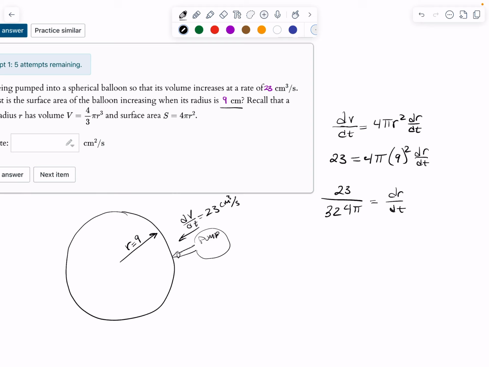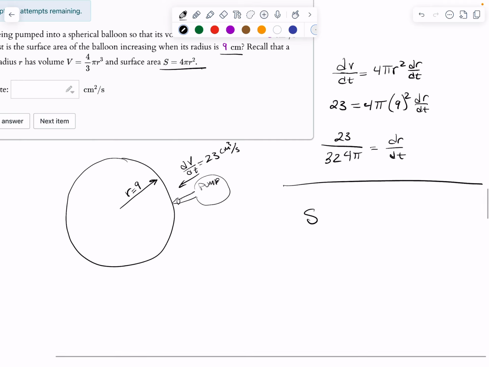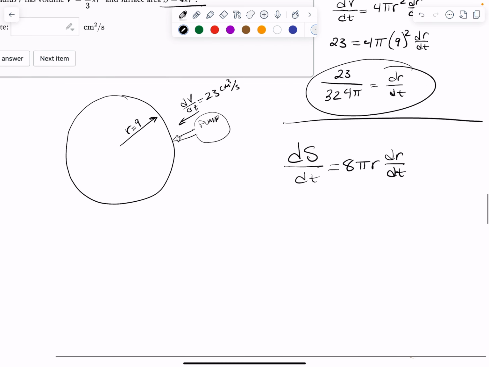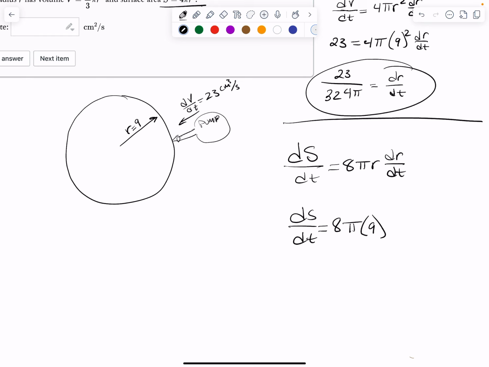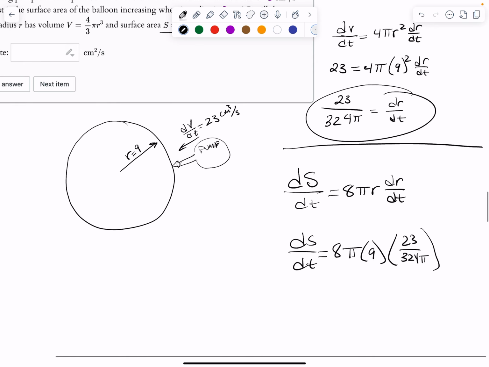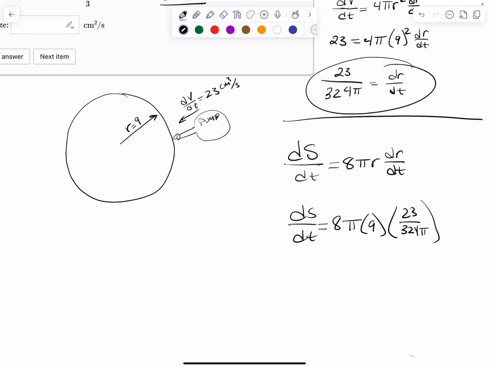Now let's figure out the surface area. That's the stepping stone that we needed. So ds over dt, using the formula for the surface area, is going to be 8 pi r dr over dt. We know what dr over dt is now. So ds over dt is 8 times pi times 9 times 23 over 324 pi. Looks like the pi's will cancel. 72 should cancel as well. Sort of. Some of it will cancel.